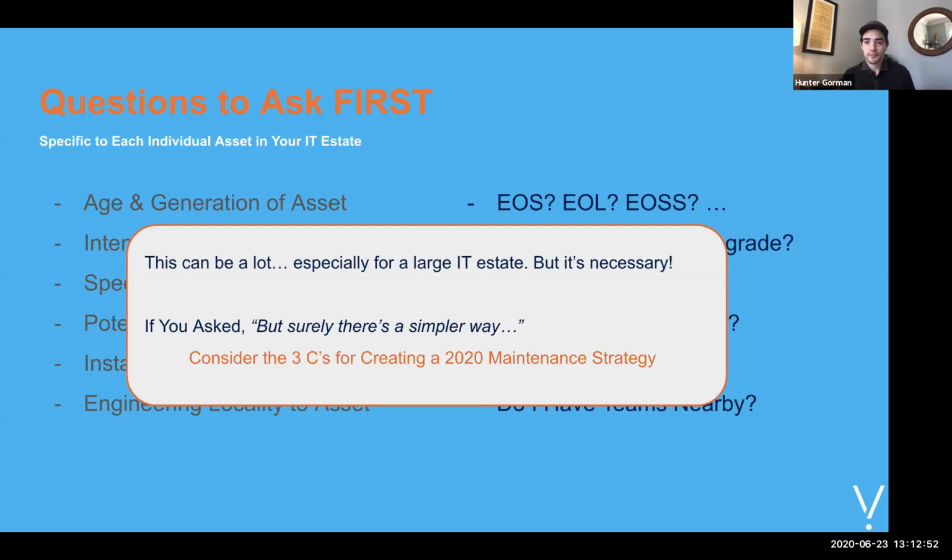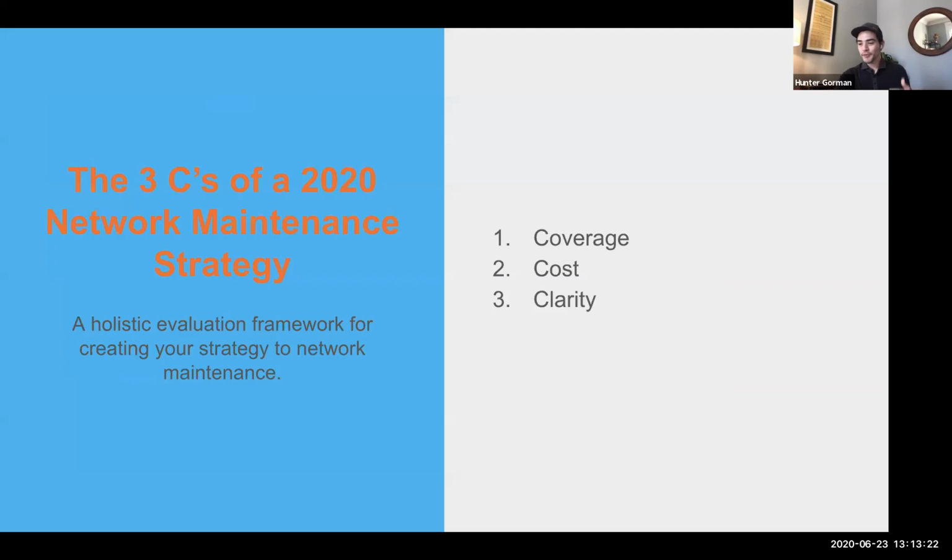So because this is on an asset by asset basis, it can be a ton, especially if you've got a large estate, but it's absolutely necessary. Obviously, at one call, we do a lot of this for you and with you. So it's a little less burdensome, and a lot of third-party maintainers, a lot of OEM maintainers will do that same thing, but it's absolutely necessary that you start with these questions. And again, if you ask, there's a simpler way. Oh my goodness, we've got the 3 C's for creating a 2020 maintenance strategy. So without further ado, I'm actually going to have Aaron come back in and join us as we start to get into the 3 C's of third-party maintenance.